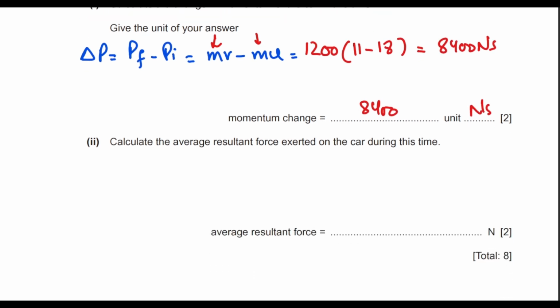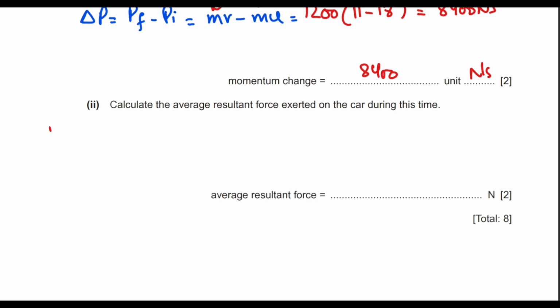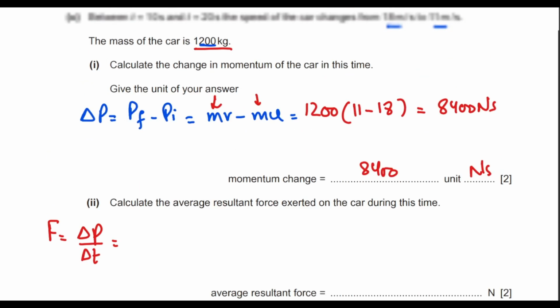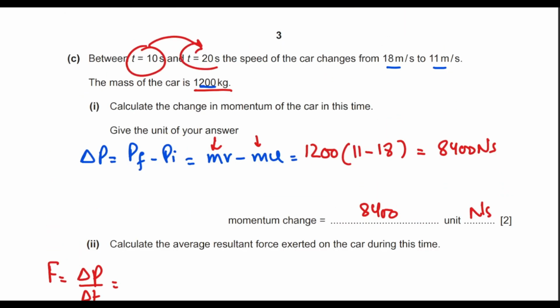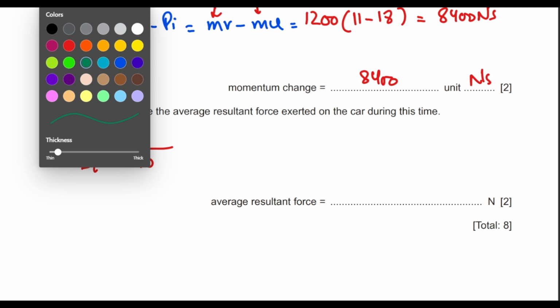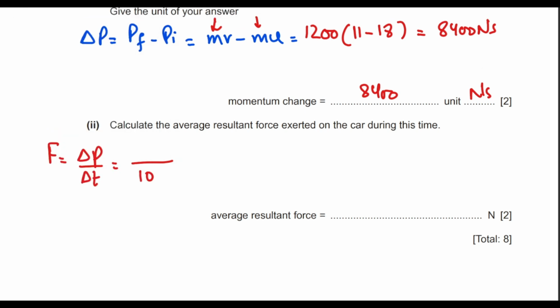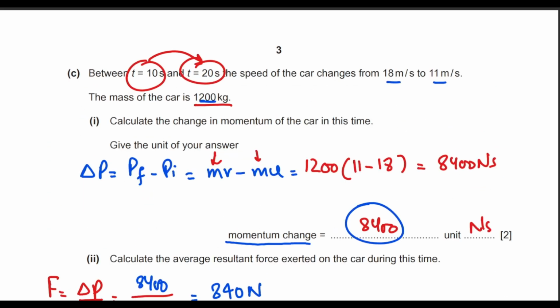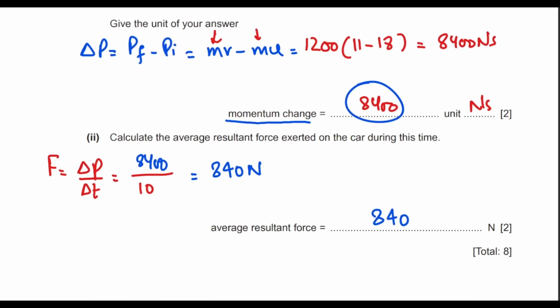And calculate the average resultant force. Now, we've also done this topic from force in the momentum, that force is basically change in momentum divided by change in time. Now, change in time is fairly easy. From 10 seconds to 20 seconds, the change in time is 10 seconds, right? It's easy to figure out. But the next idea is, where is the change in momentum? So we have already done the change in momentum in the previous part. We're just going to replace its value as 8400. So it comes down to 840 newtons of force. So this change in speed from 18 to 11 meters per second was brought by an average force of 840 newtons.